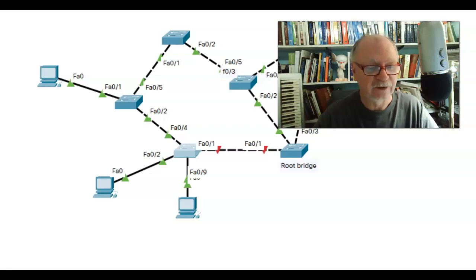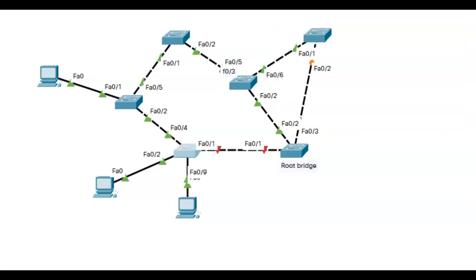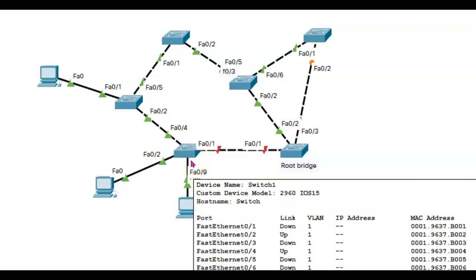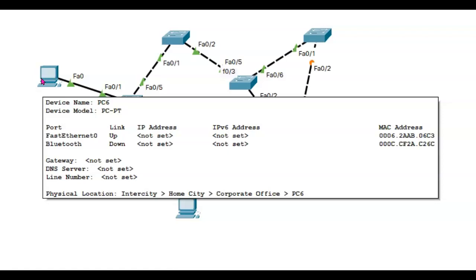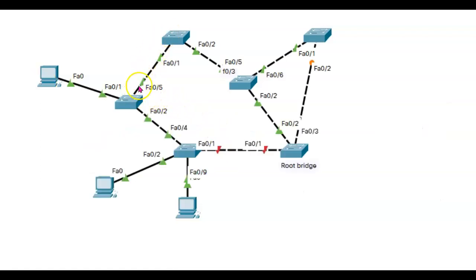Let's take a look at access and trunk modes. You'll notice in this diagram I have several PCs connected to some of these switches. It's important that we have these ports, FA01, FA02, FA09, as access ports. An access port connects directly to an end device. These between switches are trunk ports.